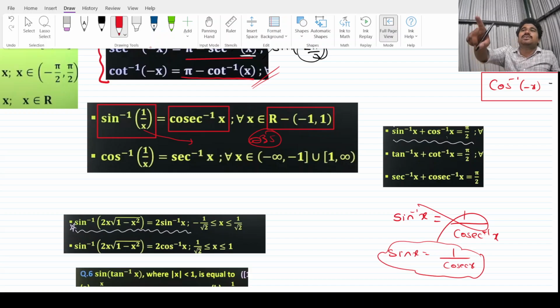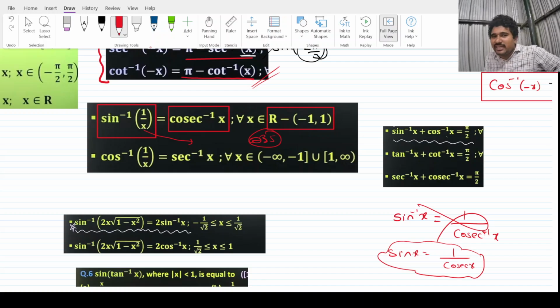Normally, what should the domain of sin inverse be? The domain of sin inverse should be -1 to 1. But yes, sir, you said x is 35. Because it is 1 by x, so it is a reciprocal. If the number is more, its value is smaller. If the denominator is bigger, its value is smaller. 1 by 500 will come as 0.002, right? Am I correct or not? That is less than 1 only, right?